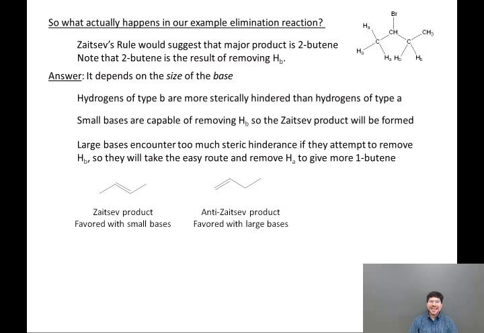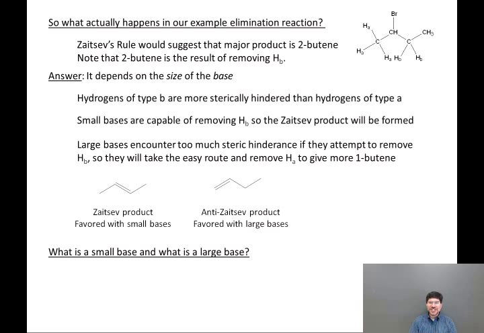So the internal, the more substituted alkene, we call the Zaitsev product, because that's the product you get from following Zaitsev's rule. And the less substituted alkene, the terminal alkene in this case, is what we call the anti-Zaitsev product, because it is not the product that Zaitsev's rule would predict.